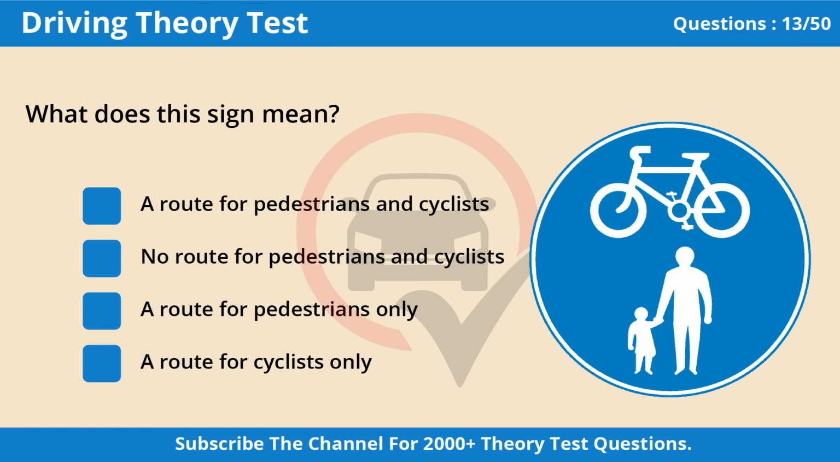Question 13. What does this sign mean? A. A route for pedestrians and cyclists. B. No route for pedestrians and cyclists. C. A route for pedestrians only. D. A route for cyclists only.